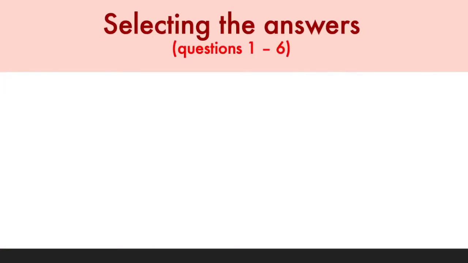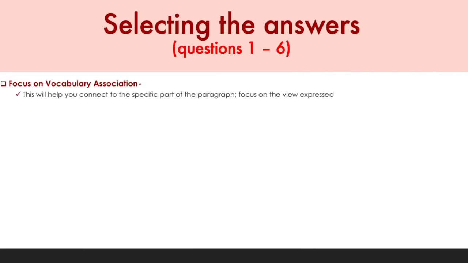Selecting the answers, questions 1 to 6. Focus on vocabulary association. This will help you connect to the specific part of the paragraph. Focus on the view expressed. Synonyms will be important here. Focus on idea association.